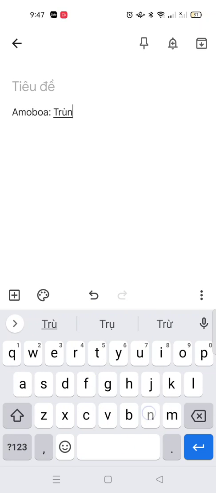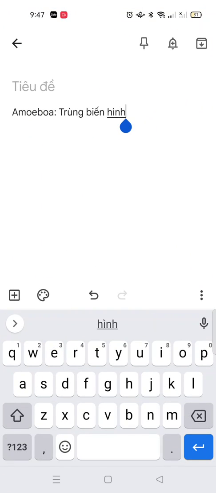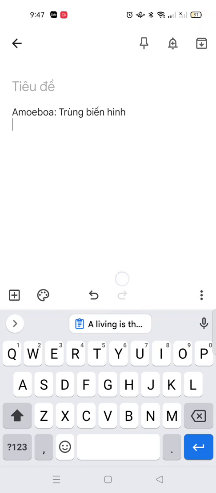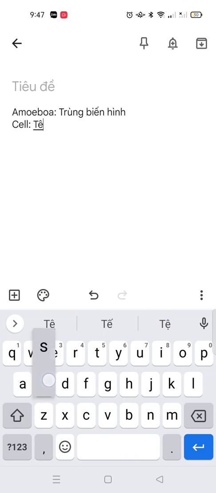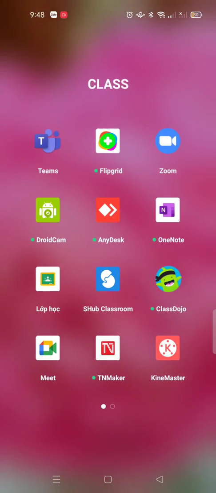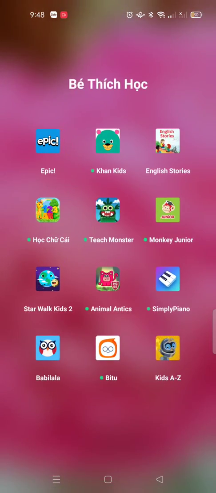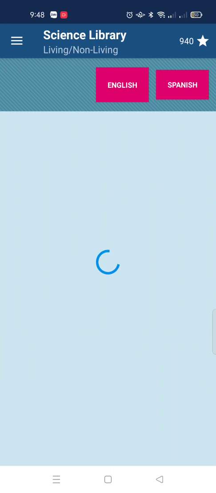What is the cell? It's translated to Vietnamese. Now the topic is the living thing.